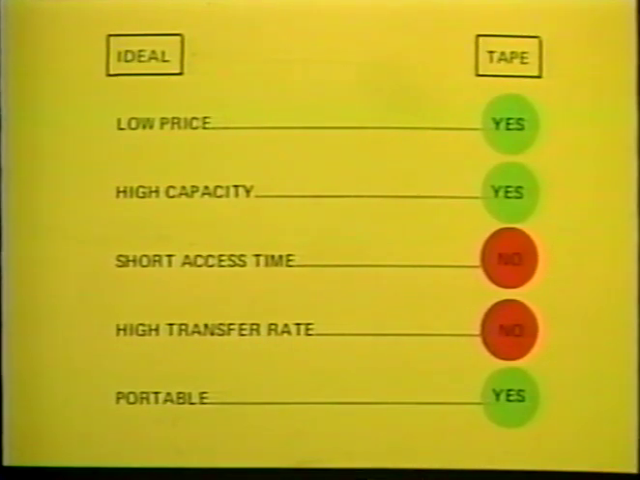The main disadvantage of tape is its long access time. Because the information is stored sequentially, accessing one particular record involves passing through all the preceding information first. Tape cassettes, in particular, suffer from the drawback of a very slow rate of information transfer to the central processing unit.